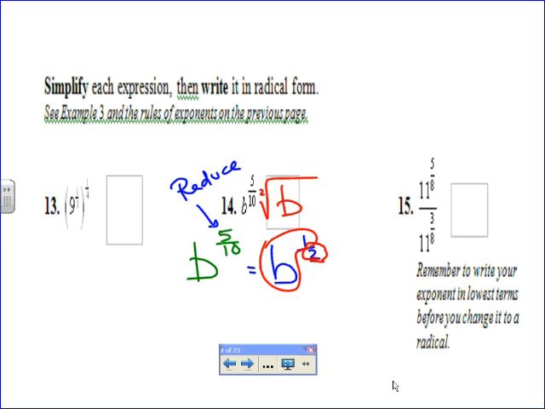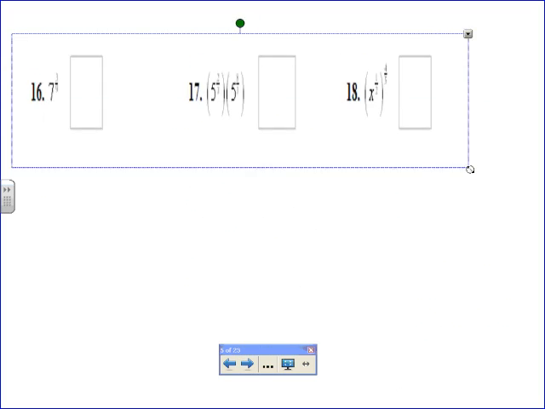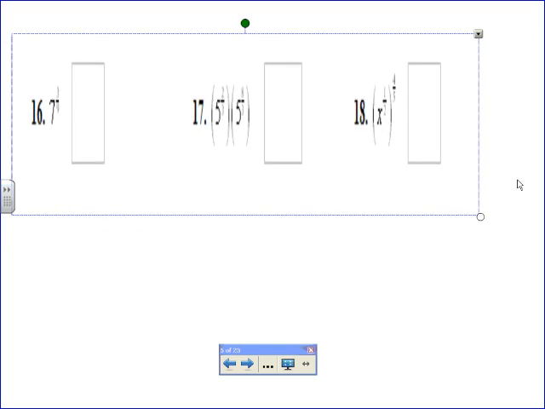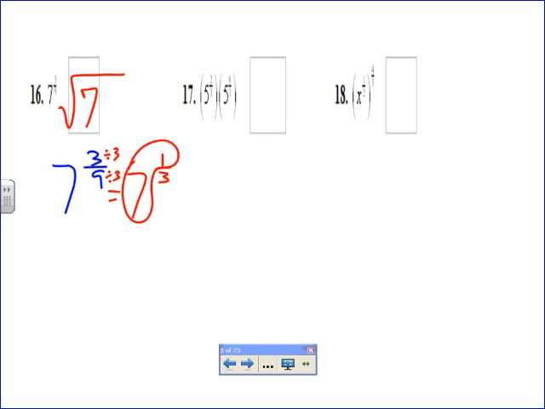Going to number 16. Number 16, kind of small here, a little difficult to see. But what we have, I'll go ahead and rewrite it for you, is 7 to the 3/9 powers. Just like we did with number 14, we're going to reduce this to 7 to the 1/3 because 3 and 9 can both be divided by 3. And then, if you're getting the hang of it now, this is what stays, the 7. Then you write a radical, and this will be your index. Your root will be the third. So it's really a cube root or a third root. And that's your answer.